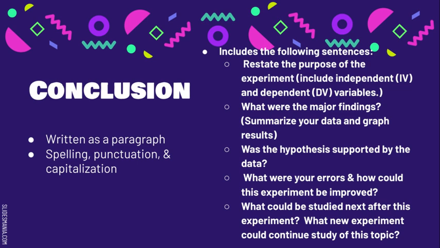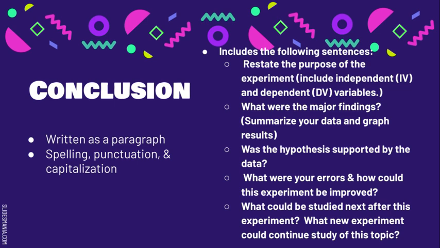It's all important. So when you write your paragraph, the first sentence, you're going to restate your purpose. And when you do that, you're going to include your independent variable and your dependent variable. Usually that's a sentence. You might take 2. What are your major findings? One or two sentences. The major findings we found in our experiment were... The next sentence was your hypothesis supported by the data? My hypothesis, comma, da, da, da, da, was supported by the data or was not supported by the data. The next sentence or two, what were your errors and how could this experiment be improved?